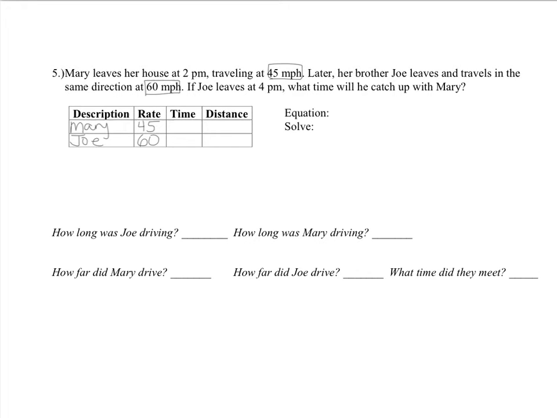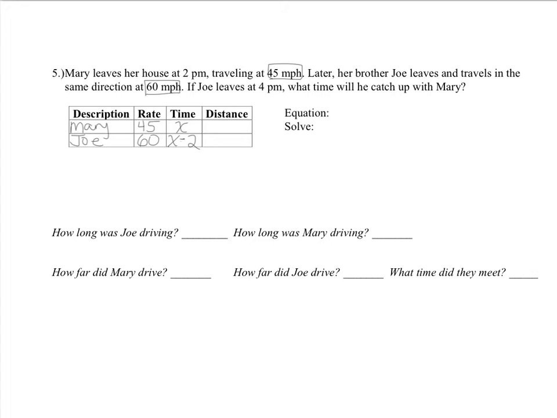So if I call Mary's time x, then Joe, even though he left after her, has been traveling 2 hours less than her, right? She leaves at 2 p.m. and has been traveling for 2 hours when Joe leaves at 4 p.m. So his time is going to be x minus 2. Now, you can look at this a different way: you can call Joe x, and you can call Mary x plus 2.